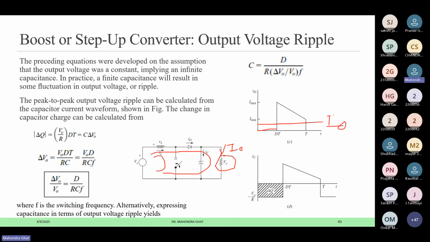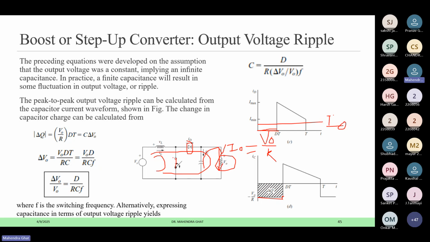So what is happening when the switch is closed and there is no current in the diode? That time, whatever current requirement is there will be supplied by the capacitor. The capacitor starts discharging, and it will supply the current to the load or the output. So you can see the capacitor current. This IO is nothing but the output voltage divided by resistance, which is equal to VO by R. So this much current will be supplied by the capacitor. So the capacitor current is minus VO by R when the switch is closed.